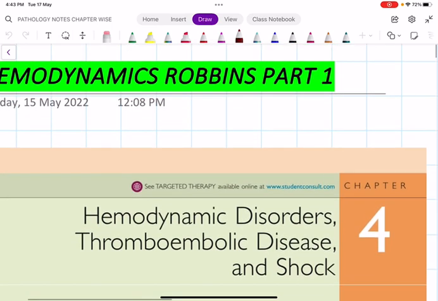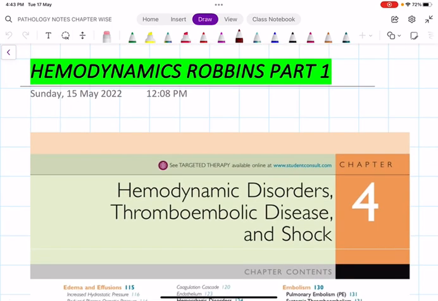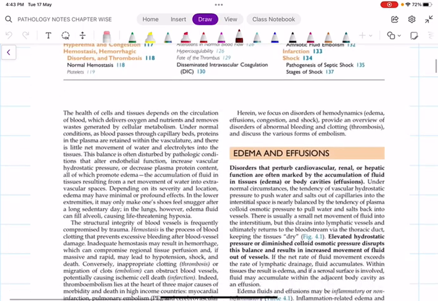Hello everyone, welcome to the new chapter, Hemodynamics. Hemodynamics I will be dealing in various parts. Today we will be just brushing up some of the very basic concepts that we have already read in physiology, that is the normal flow of blood, about the coagulation cascade, primary and secondary hemostasis. Okay, fine. So let us start.